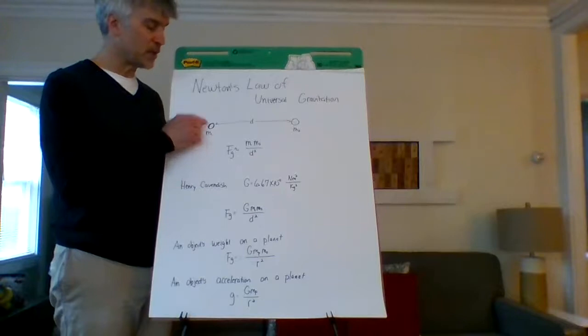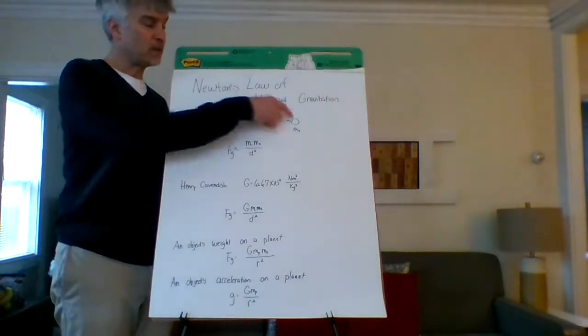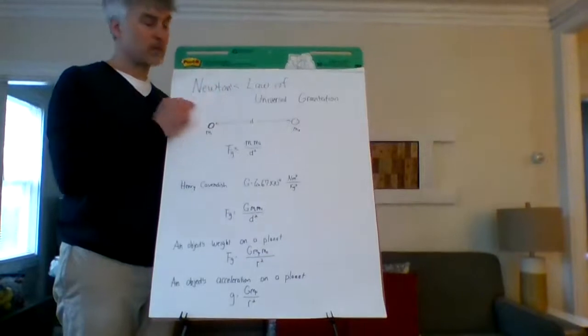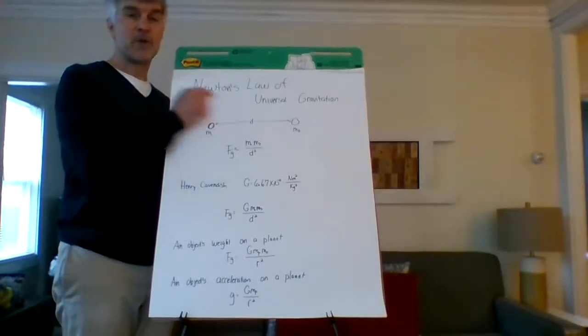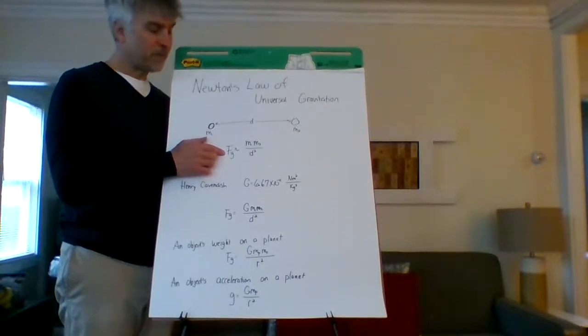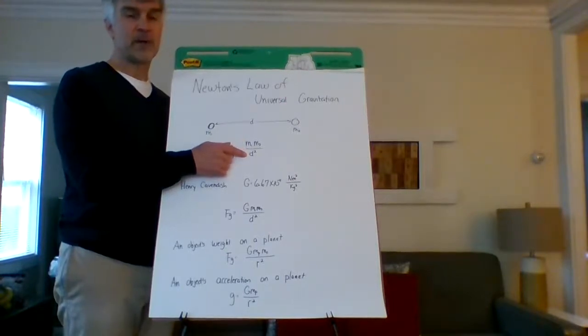any two objects that have a mass, so label this one M1 and M2. This object has a mass of M1. This object has a mass of M2, and they're a distance d apart. They're going to exert a force on each other, and that force is proportional to the product of M1 times M2 divided by d squared.